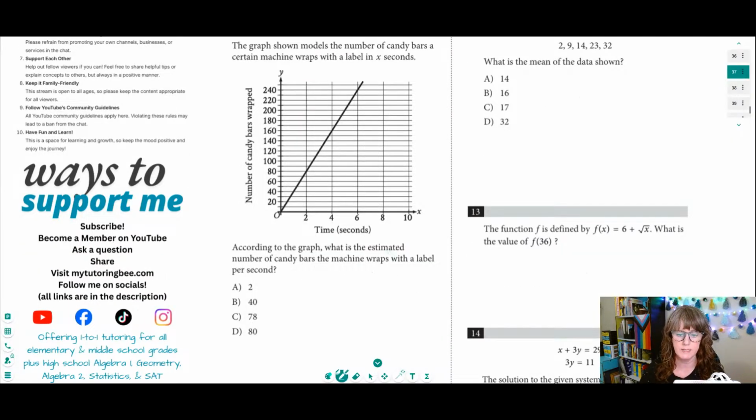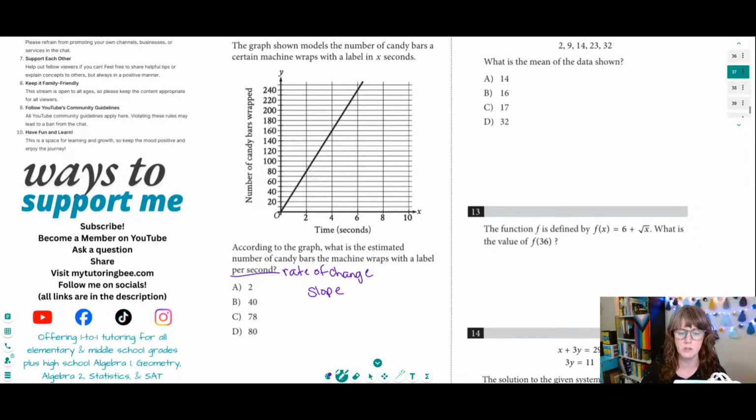So according to the graph, what is the estimated number of candy bars the machine wraps with a label per second? So when we see those words per second, then we are basically looking for the rate of change, or another word for that is just the slope. We want to know what the slope of this line is. How fast are these candy bars getting wrapped each second? We do have to be a little bit careful with this graph because they are counting by 2s along the x-axis, and it looks like by 20s is what's numbered, and then we do have some lines in between, so it's by 10s.